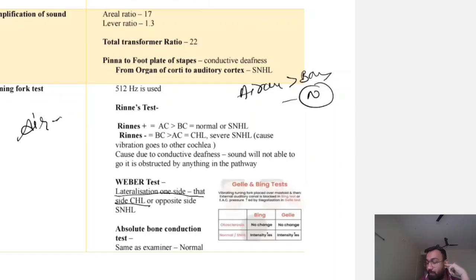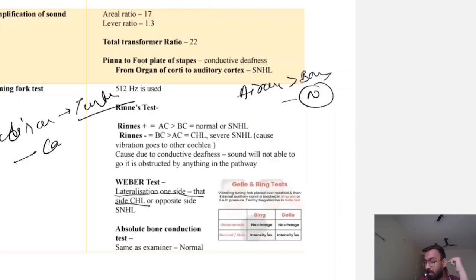So the second way by which sound can go is from the outer ear to the external auditory canal, then into the middle ear, then into the inner ear. So this is air conduction. The air conduction test tests for conductive deafness, because sound travels through the air.